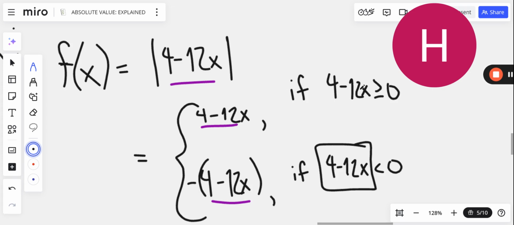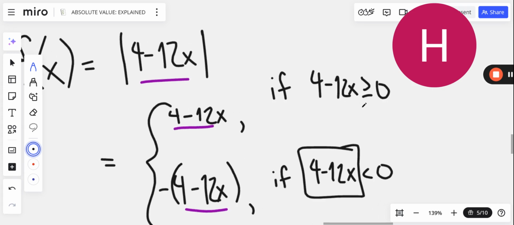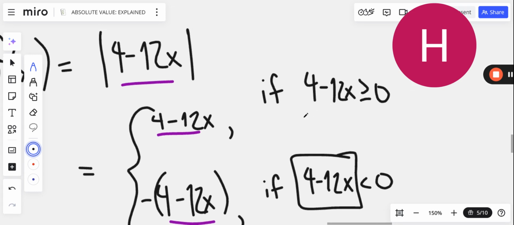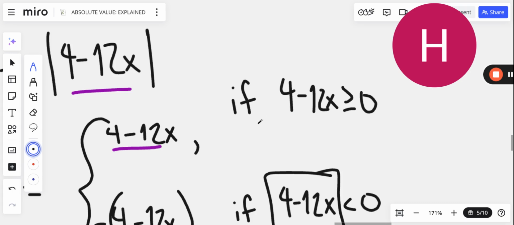Now these domains are not specific. So what I'm going to show you now is how to solve for these domains. What do I mean solve for the domain? Well, if I say 4 minus 12x needs to be greater than 0, that's true, but I don't want to describe it like that. I want to describe what I need x to be greater than, or what I need x to be less than. So basically what I'm saying here is we need to solve this inequality for x.